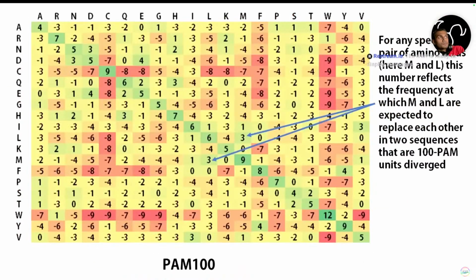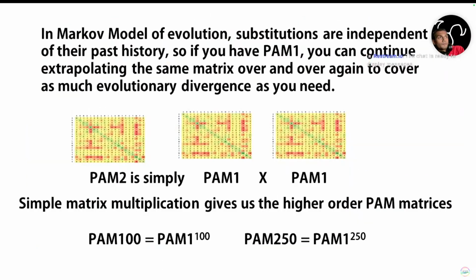Let me remind you guys that in this process, you have generated a 20 by 20 matrix. Positive elements in this matrix represent that substitution between two amino acids are more likely than random. Negative values represent substitutions between the two amino acids are less likely than random. In a Markov model of evolution, substitutions are independent of their past history. So if you have PAM1, you can continue extrapolating the same matrix over and over again to cover as much evolutionary divergence as you need.